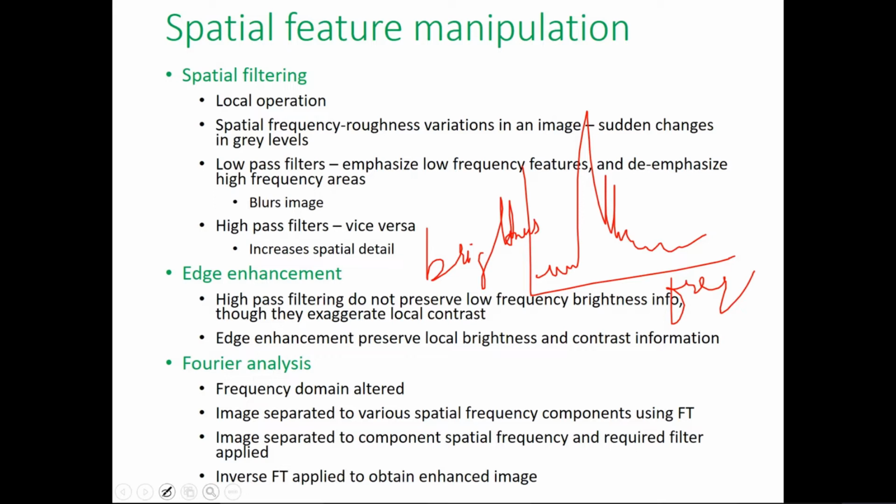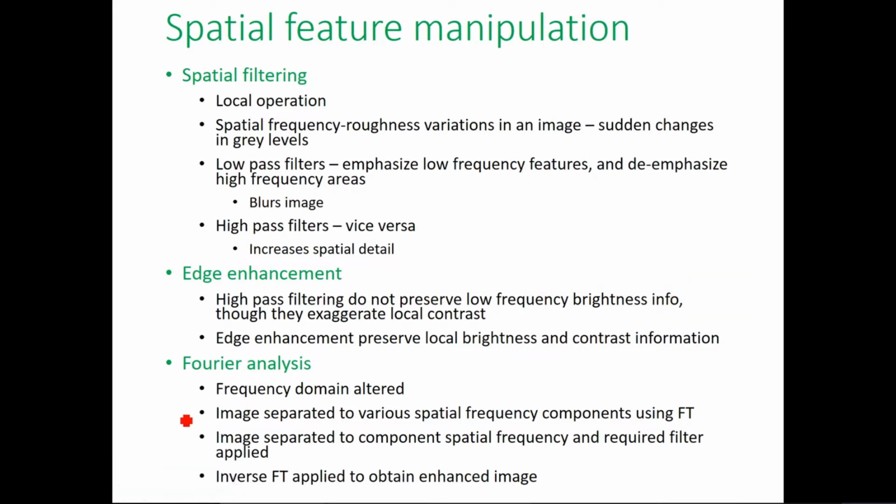So these are the three methods in spatial feature manipulation: spatial filtering, edge enhancement, and Fourier analysis. Hope it is clear what these methods are and why it is done. Is that clear? Coming back to Fourier analysis, you can apply any filter in this Fourier spectrum.